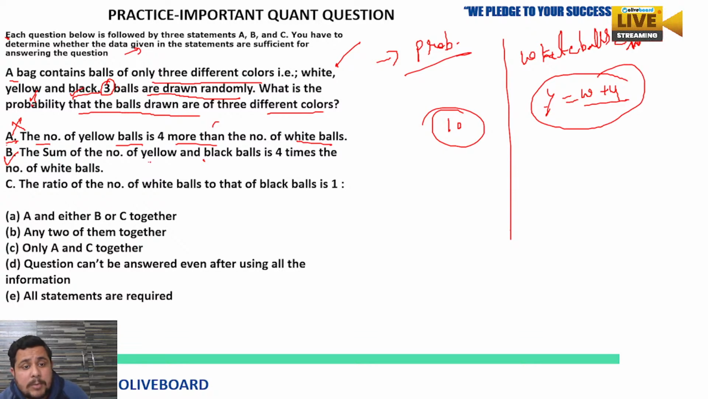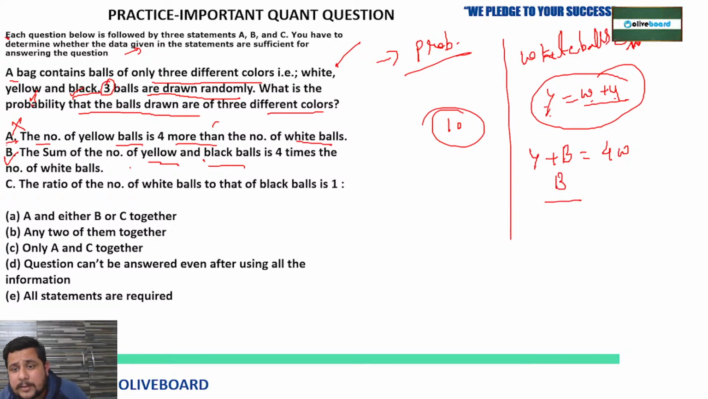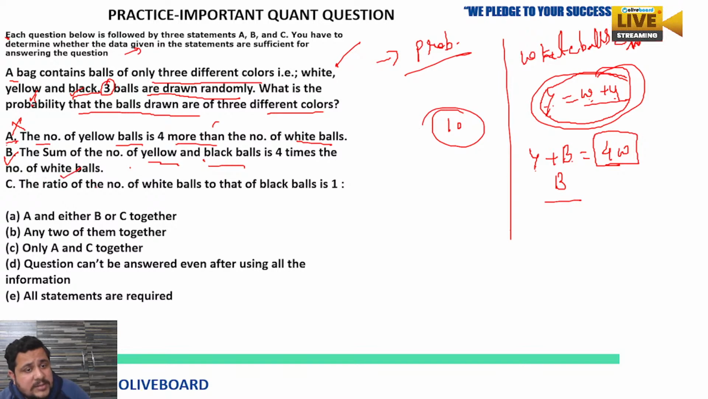Now B. The sum of the number of yellow and black balls is 4 times the white balls. So yellow plus black is equal to 4 times the white balls. Already we know that Y equals W plus 4, so yellow balls equal white plus 4. Now from here we know yellow plus black equals 4 times the number of white balls. This is what is given to us.